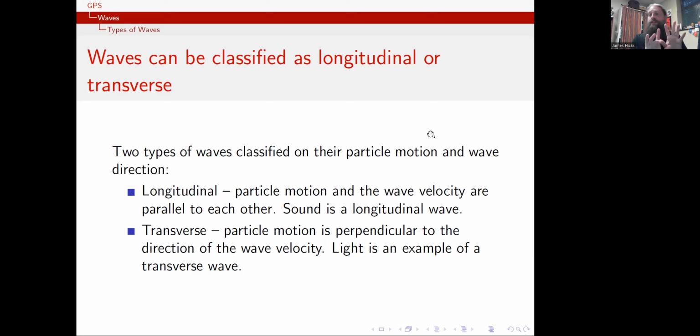Now, sometimes you can have situations where you have a mix of both longitudinal and transverse waves. Earthquakes do that. If you've heard of S waves and P waves with earthquakes, one of those is a longitudinal wave and the other is a transverse wave. And that's one of the reasons earthquakes can be so devastating, is you can have motion back and forth and motion up and down.